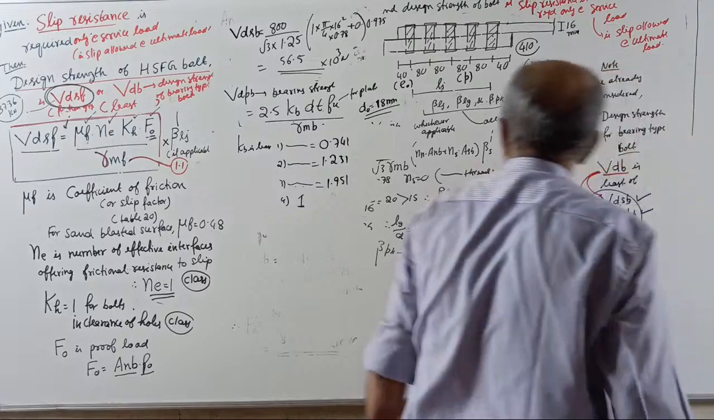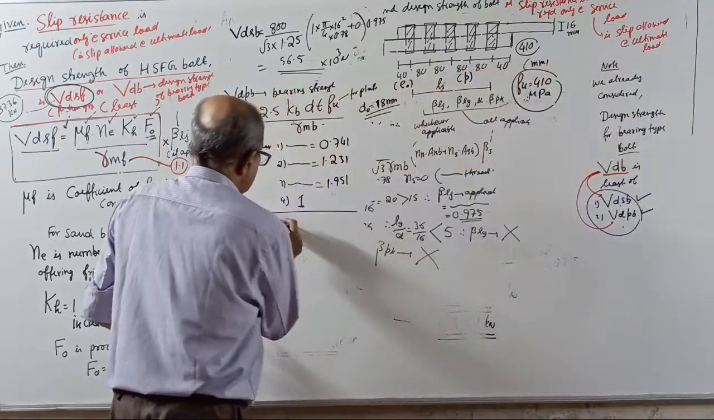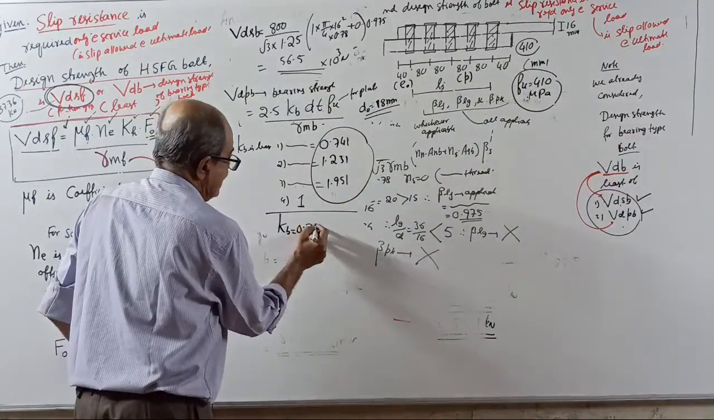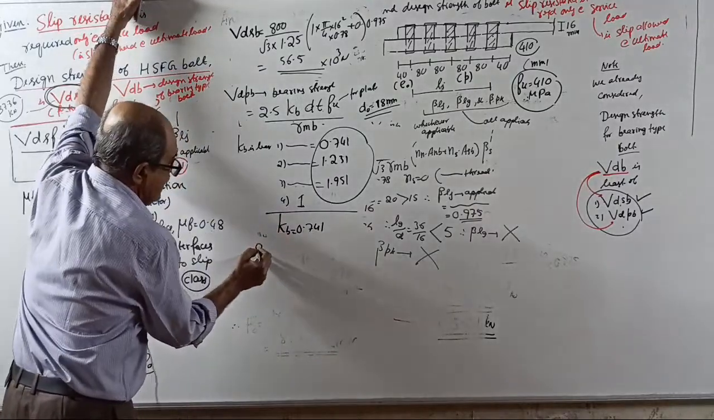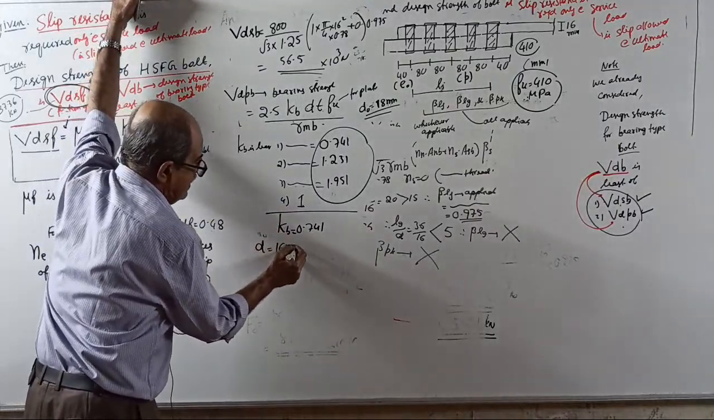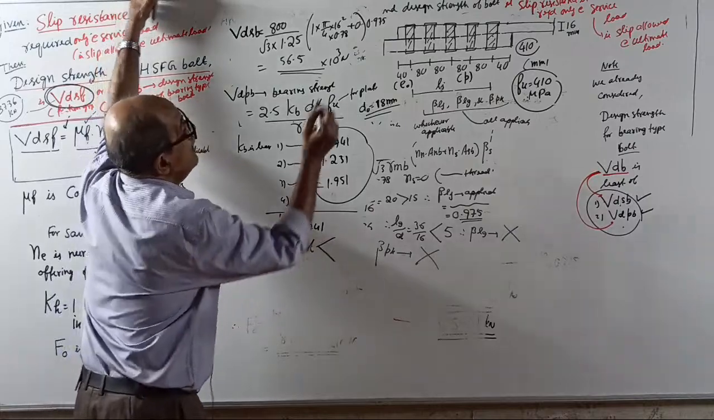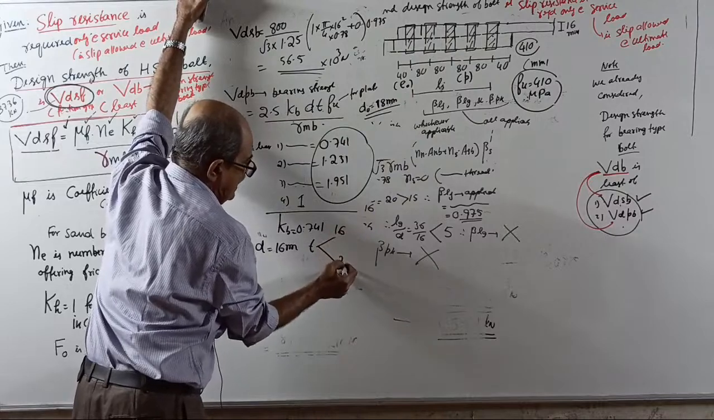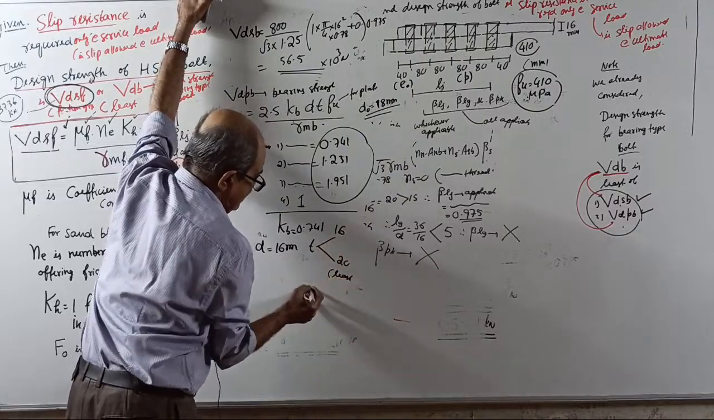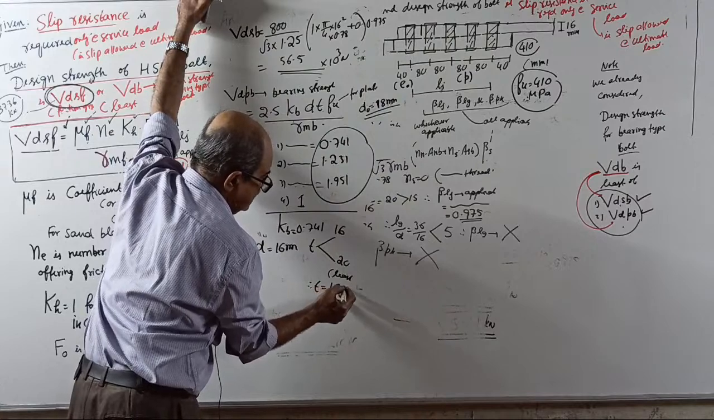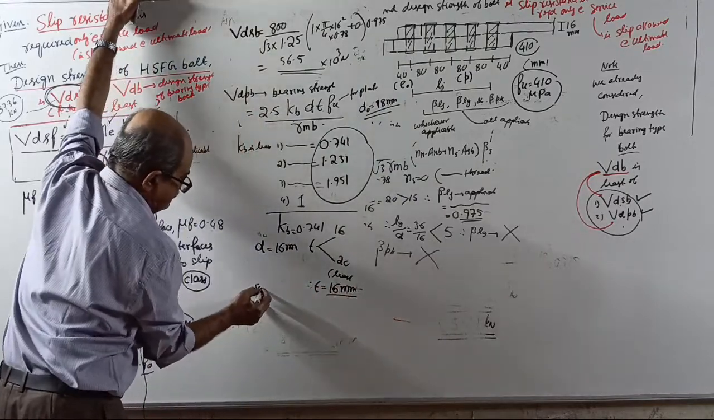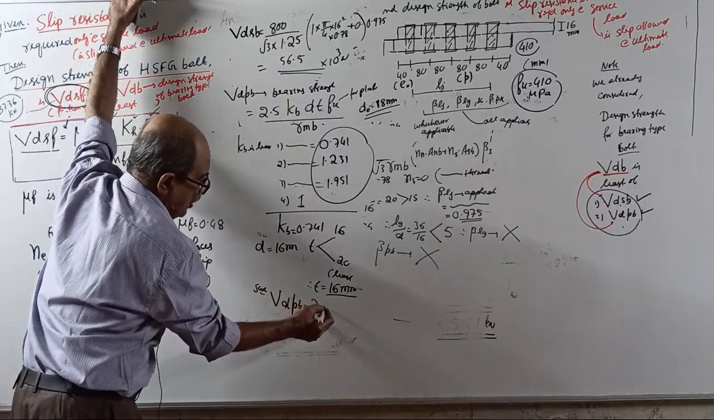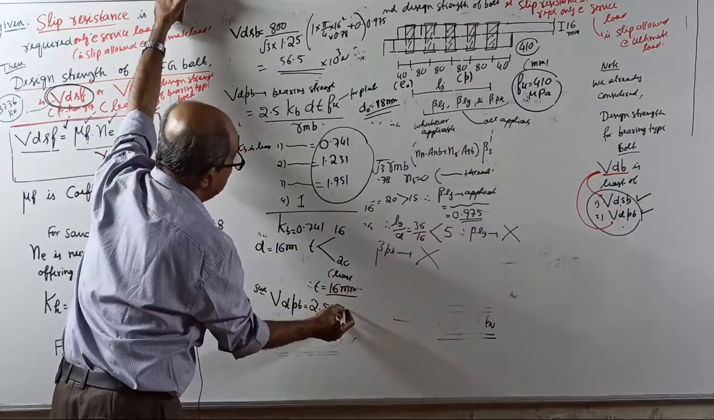Last number is 1. Therefore KB equal to the least of all the values, which is 0.741. Then diameter of bolt is 16. Thickness T is either 16 or 20, whichever is least. Therefore T equal to 16 mm. Over. Substituting, your VDPB equal to 2.5 into KB.